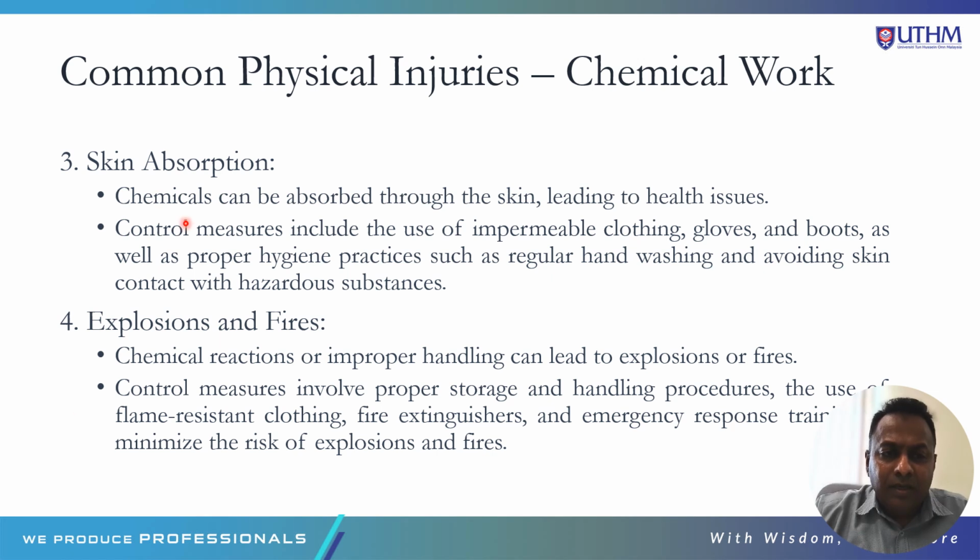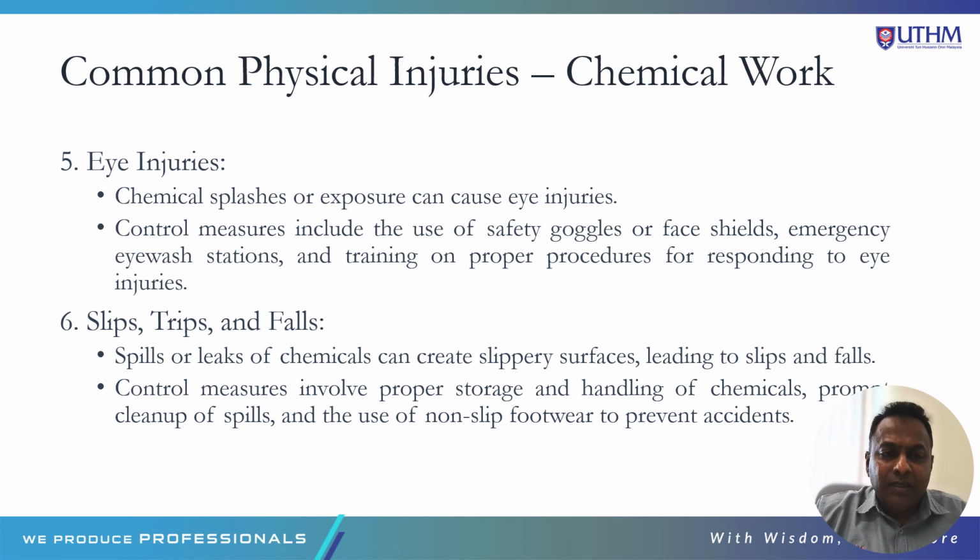It can be also skin absorption. Chemical can be absorbed through the skin, leading to health issues. Control measures include the use of impermeable clothing, gloves, boots, as well as proper hygiene practice such as regular hand washing and avoiding skin contact with hazardous substances. Explosion or fires: chemical reaction or improper handling can lead to explosion or fires. Control measures involve proper storage and handling procedure, the use of flame-resistant clothing, and fire extinguisher. Eye injuries: chemical splashes or exposure can cause eye injuries. Use safety eye goggles, face shield, emergency eye wash station, and training on proper procedure for responding to eye injuries.